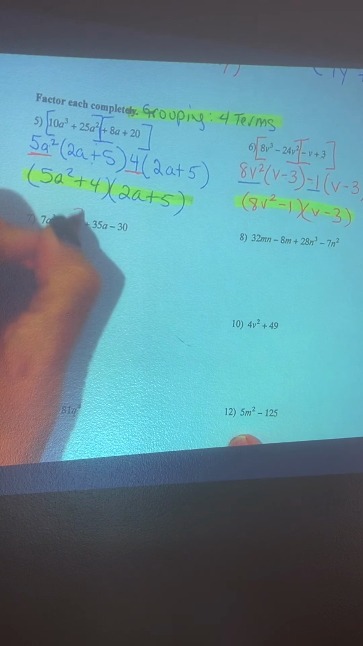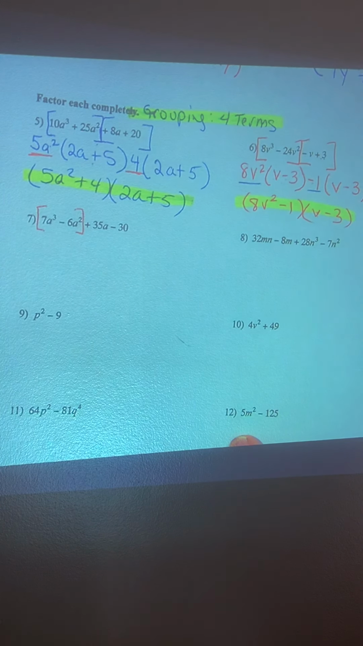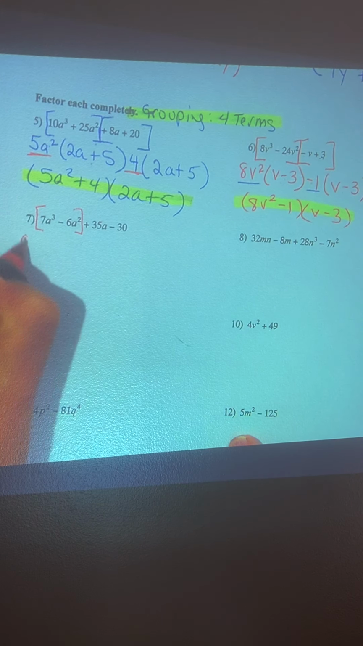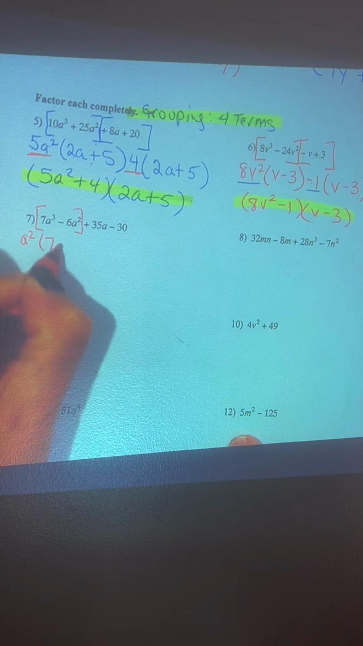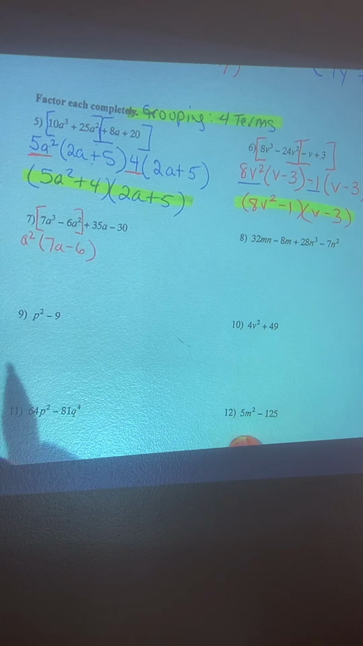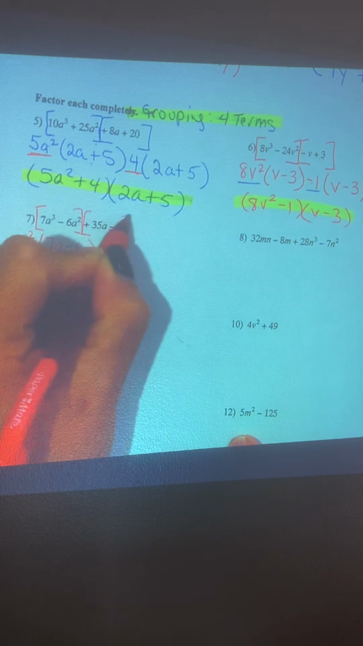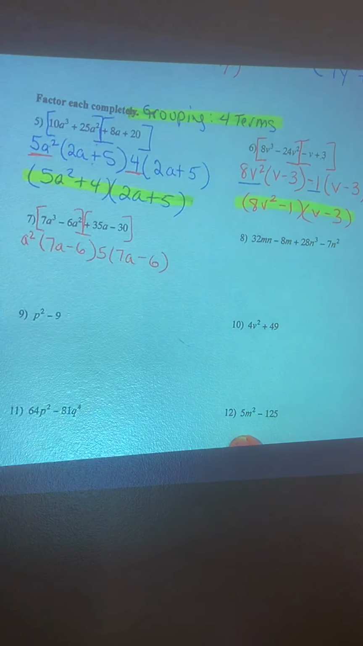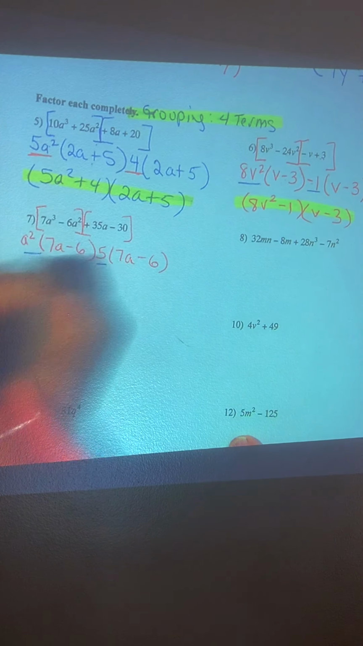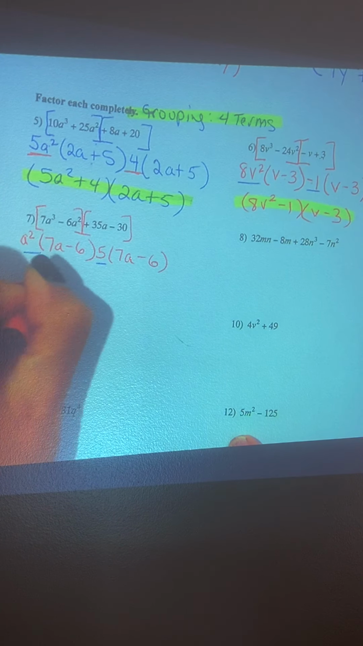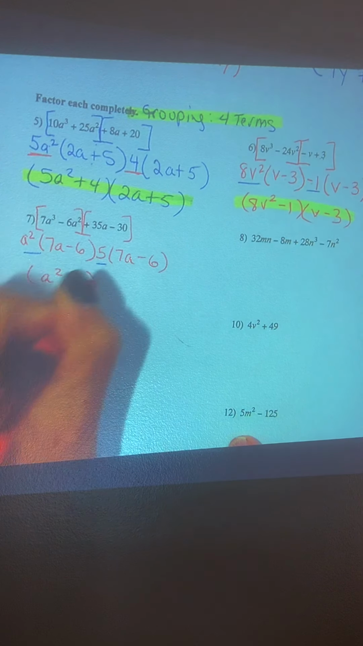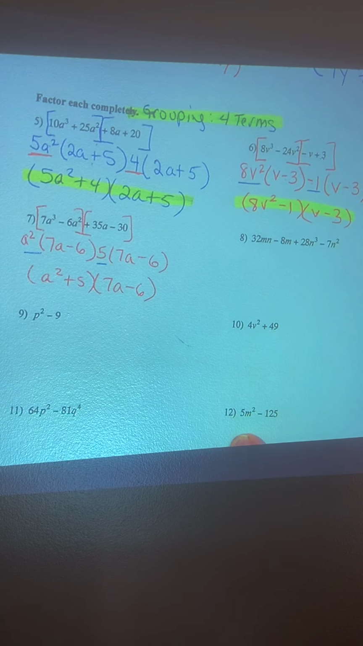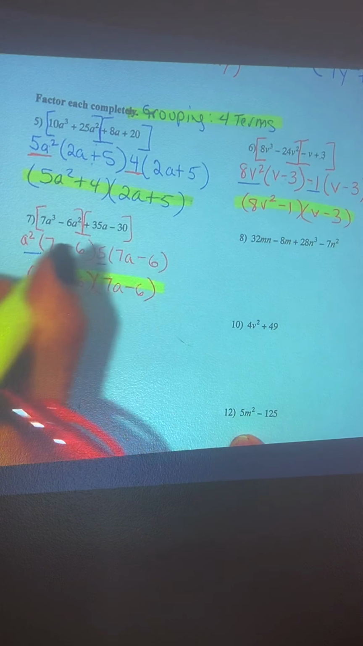Greatest common factor of the first 2. Okay, there's no greatest common factor of 7 and 6. But there is a greatest common factor of a^3 and a^2, and it's a^2. Divide your numbers, 7a minus 6. Greatest common factor of the second 2 is 5. And you're left with 7a minus 6. Take what is outside, put it as your first binomial. a squared plus 5. Take what is inside, make sure it's the same. 7a minus 6. And there you go.